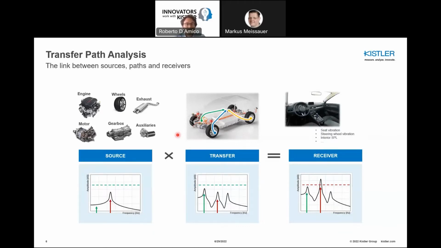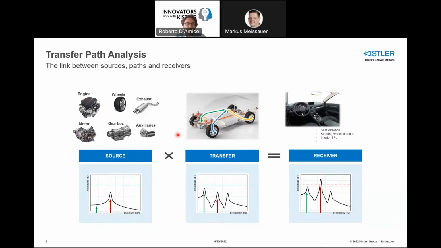These sources excite the structure, and the excitation is transferred to the receiver. The transfer is taking place through a transfer function, and it is received in the form of vibration or sound pressure, for example. It is important for transfer path analysis to decompose the problem in this way, because that's exactly what we want to look at closer. So we want to look closer at the source, at the transfer, and at the receiver. And it is important also to understand each of them better in certain situations.